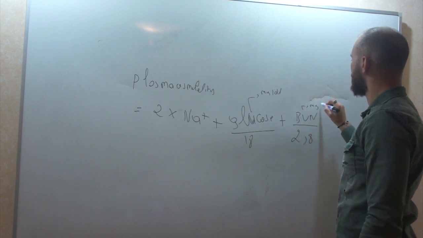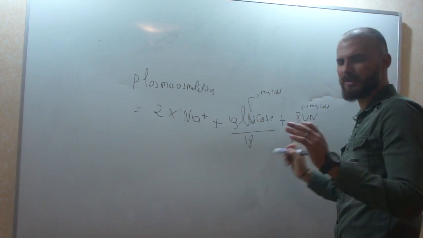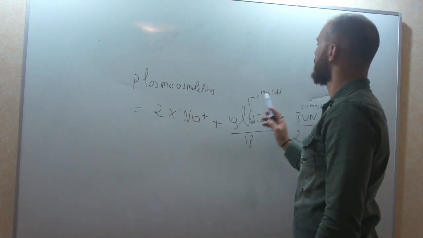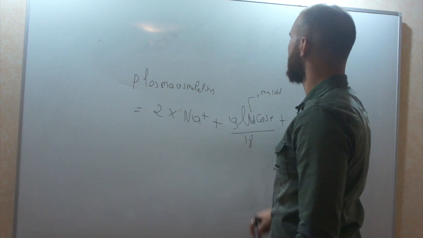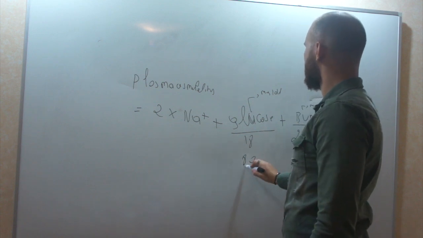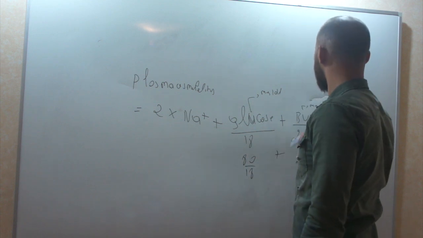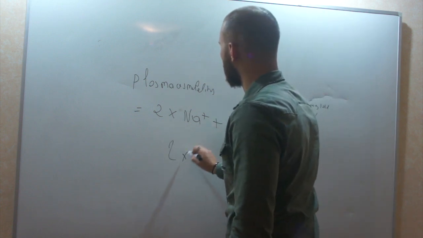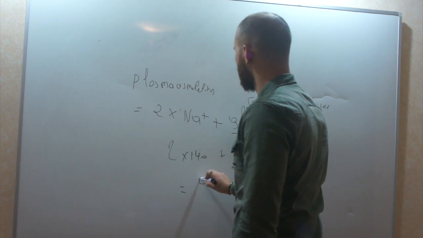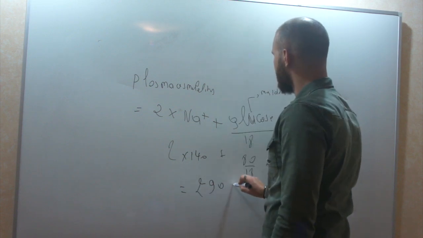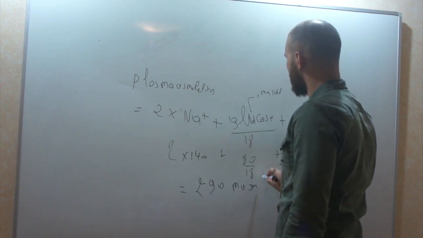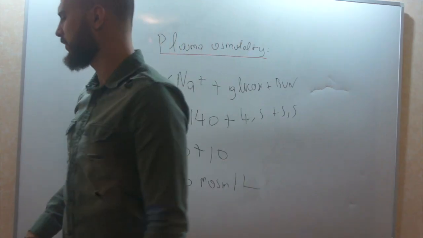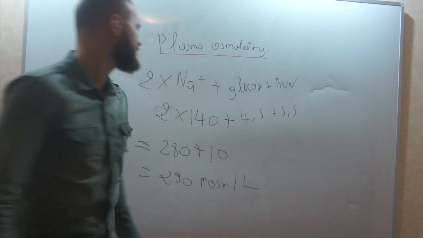It's also in milligram per deciliter, but you notice that the molar mass is not the same. That's why those numbers are different. So that's how you get exactly the same thing. Here it's glucose over 18, and here you have BUN over 2.8, and here you have 2 times 140, and you'll have 290 milliosmoles per liter. Exactly the same thing. I will give you just an example to close the lecture.